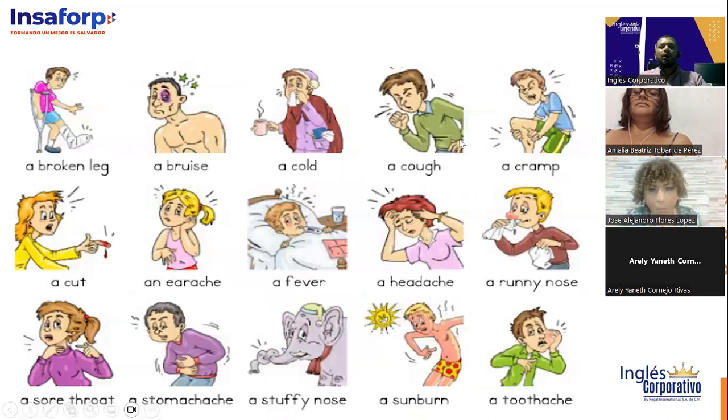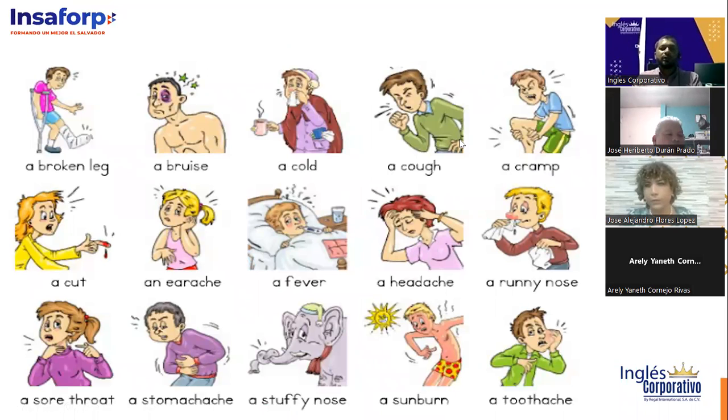Okay, now, there you also have some health problems. I'm going to read them and then you will be able to know the pronunciation. Okay? This one, Jose Alejandro, repeat after me. A broken leg. A broken leg. Jose Heriberto, a bruise.